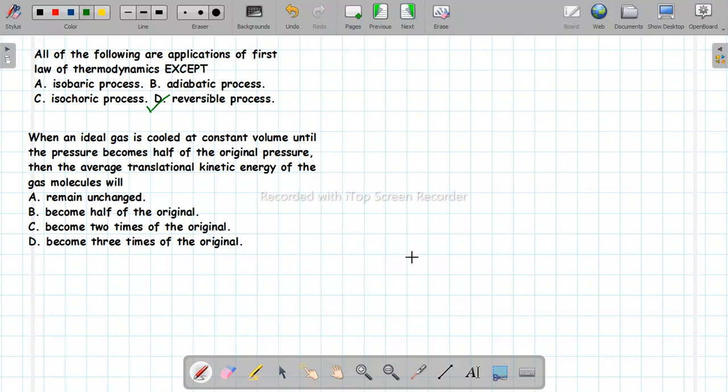In order to answer this MCQ, let's just recall the equation for pressure. Pressure is 1 over 3 density of gas molecules and square of the average velocity of gas molecules. We can rewrite this density as mass of one molecule times total number of molecules available in the container divided by the volume occupied by n molecules, and this square average velocity as it is. Since we are to relate pressure with the kinetic energy, let's just rearrange this equation in terms of kinetic energy.